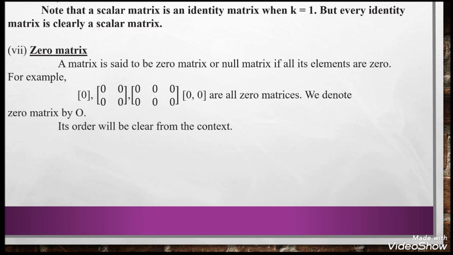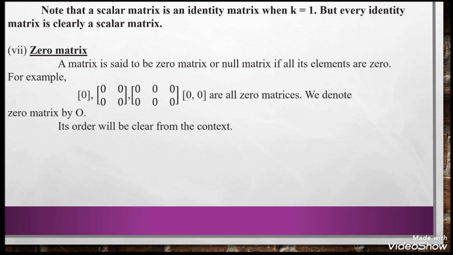Next, there is a note point here. A scalar matrix is an identity matrix when k is equal to 1. But not every identity matrix is a scalar matrix. Because in an identity matrix, all the diagonals should be unity. But in a scalar matrix, all the diagonals depend on any other constant number. Then there is the last one, the zero matrix.